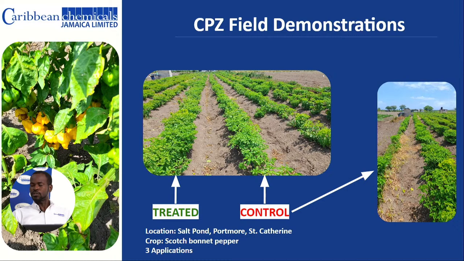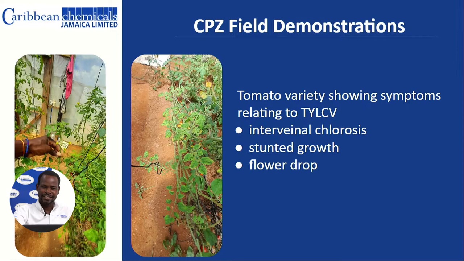All right, so this was in Manchester. As the agronomist came on the spot, I noticed that the plants were suffering from tomato yellow leaf curl virus, right? And this is in a screenhouse. So this variety was a bit susceptible. What he observed was intervenal chlorosis, so yellowing of the plant, stunted growth, probably observing flower drop, right? The overall productivity being affected.